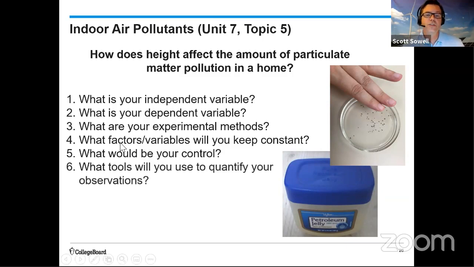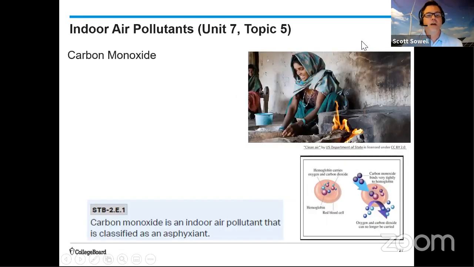And then what tools would you use to quantify your observations? Well, you probably would want a microscope or a hand lens or a light, something that you could easily see and count the particulate matter with. How would you analyze your data? What kind of graph would you generate? What kind of data analysis or statistics would you use? So these are the questions that you want to think about, again, anytime you're presented with a question that you want to answer scientifically. So let's move to carbon monoxide now.